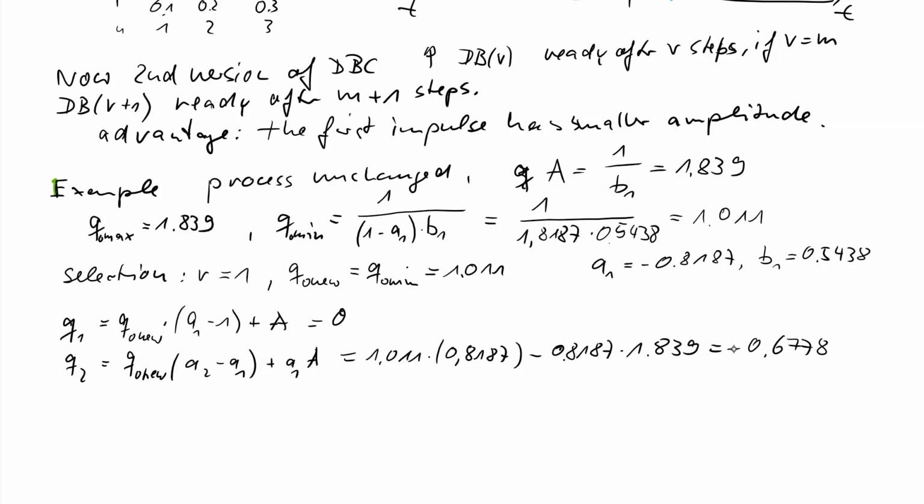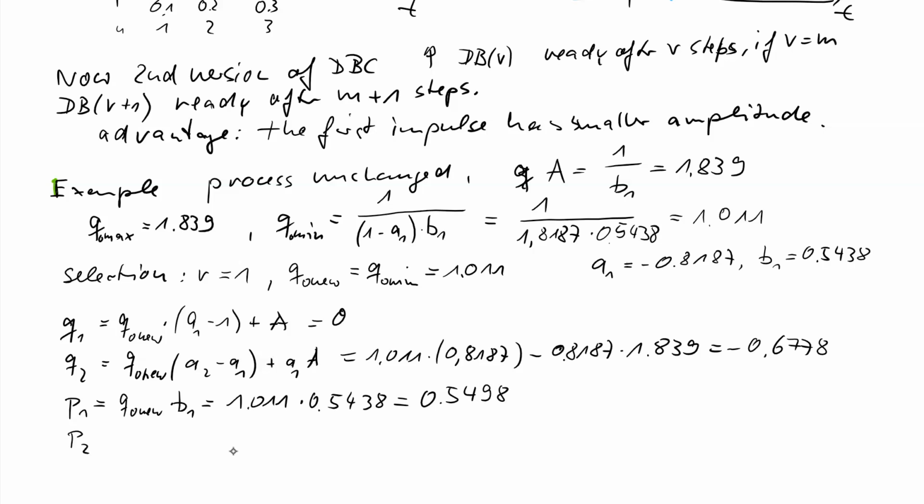There is no other Q, then we have a P1, which is Q0 new times B1. In our case, this is 1.011 times B1. B1 is 0.5438. So this results in 0.5498.